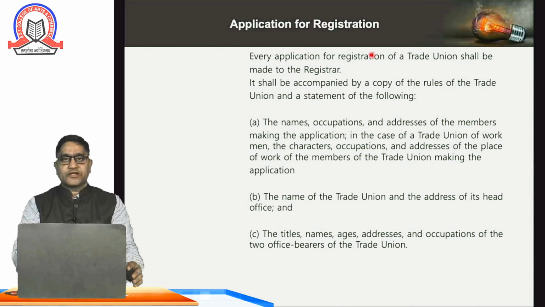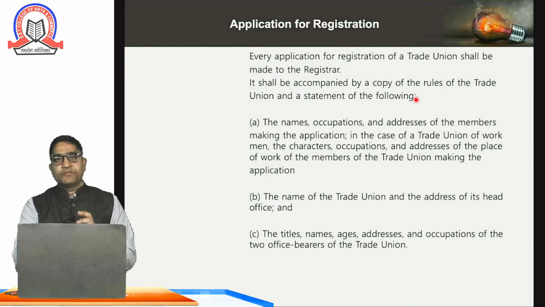Now coming to the application of registration, every application for registration of the trade union shall be made to the registrar. Whatever application has to be made to the registrar of the trade union shall be accompanied with a copy of the rules that have been framed by the members of the trade union, and a statement of the following things.